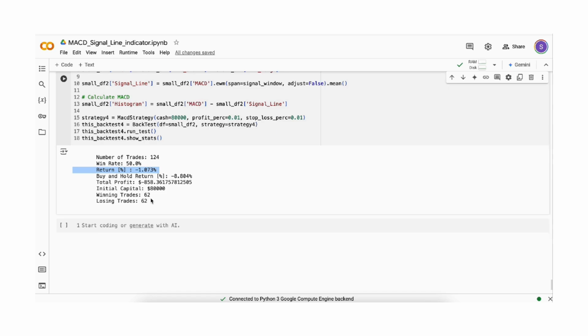Hope you enjoyed this presentation and hope you learned how to calculate the MACD, the steps involved in it, and how to do that in Python, and how to backtest this code.